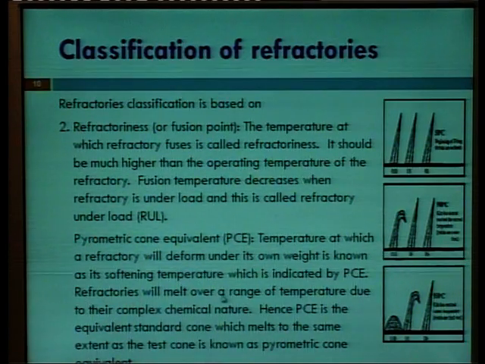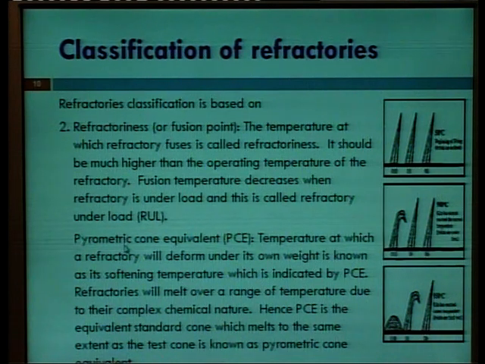Refractories will melt over a range of temperature due to their complex chemical nature. Why will they not melt at a particular temperature? Because they do not have a fixed composition. If a substance has a fixed chemical composition, for instance sodium chloride, it will melt at a particular temperature, but not a brick or something like that, because brick is not composed of only one chemical compound. It is very complex. That is why refractories are very complex in their chemical nature, and they melt over a range of temperature.